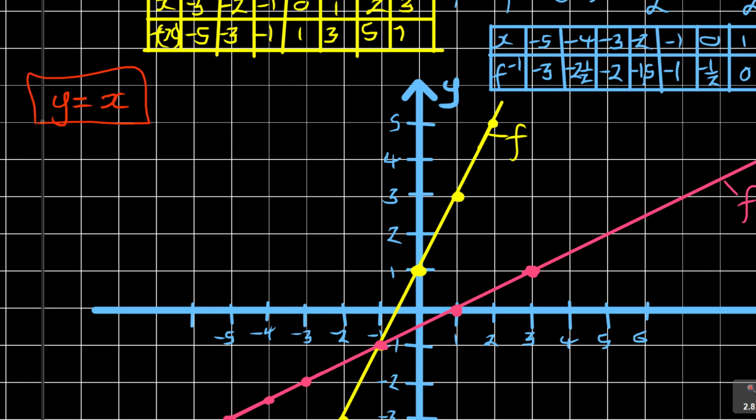Now since it's y is equal to x, it's easy to come up with points. I can come up with just 2 points here, x and y. Remember, y is equal to x. If x is, for example, minus 5, y is minus 5. If x is 4, y is 4. So I can join those 2 points.